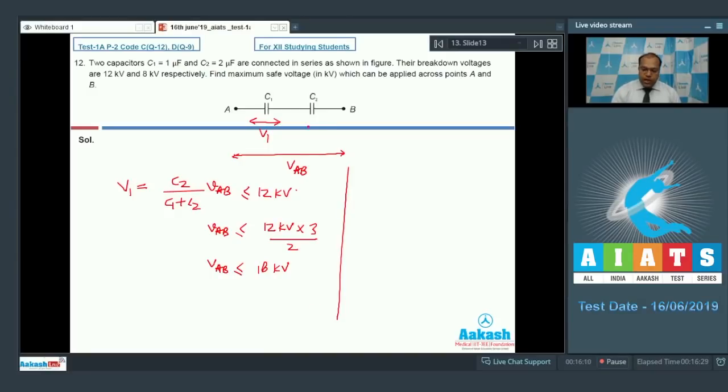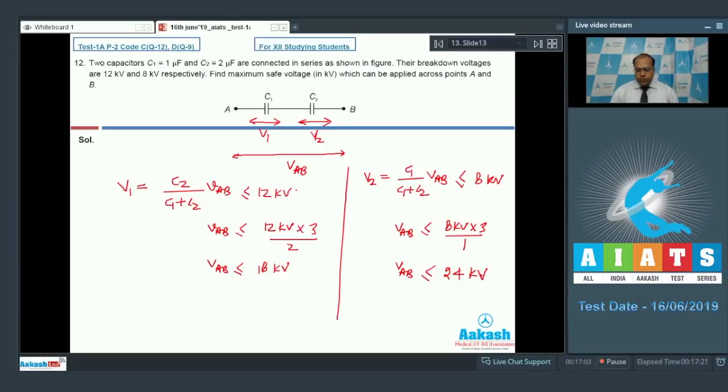Now the same procedure I have to apply on C2. Let the potential difference across it be V2. Then V2 can be written as C1 divided by C1 plus C2 of VAB, and this V2 must be less than or equal to 8 kV. Solving again, VAB is less than or equal to 8 kV into 3 divided by 1, so VAB is less than or equal to 24 kV. From these two conditions, the maximum safe voltage which can be applied across points A and B would be 18 kV. So the correct answer for question number 12 is 18.